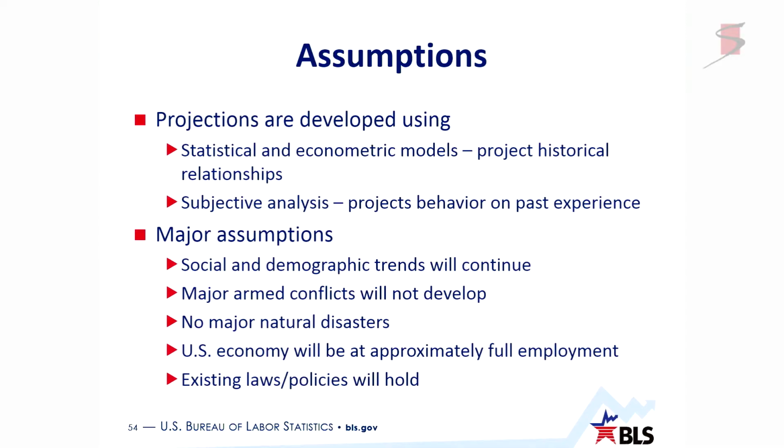So, things to consider in the models: as I said earlier, the Handbook of Methods and the other documentation provide assumptions that are made at each step of the process, but there are some major assumptions that are used for the whole process. First is that any social and demographic trends are going to continue. There's not going to be any major wars, no major natural disasters. So I kind of wonder what's going to happen because of the hurricanes in 2017, right? And that the U.S. economy will be at full employment, as I mentioned earlier, and that existing laws and policies are going to hold.